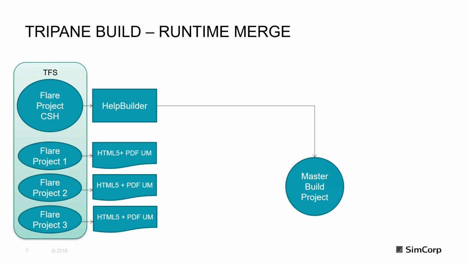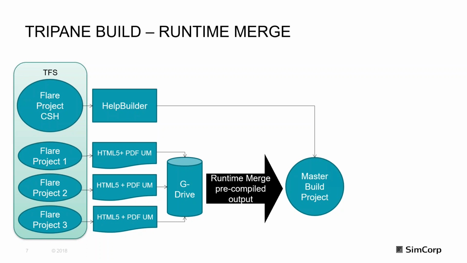What we also have is a number of Flare projects where the individual tech writers will be 1 up to 3 or 4 tech writers working on the same project, but many times a single writer will control a single project, and that single writer will produce a number of outputs for user manuals and release notes and so on, and push these outputs out to what we call the G drive. It's just a network share where we publish internally the outputs from the individual user manuals.